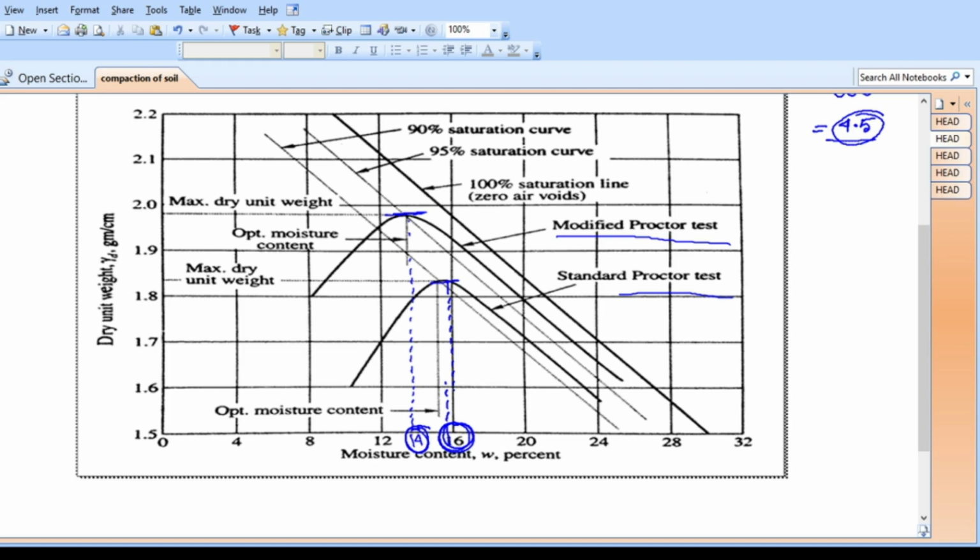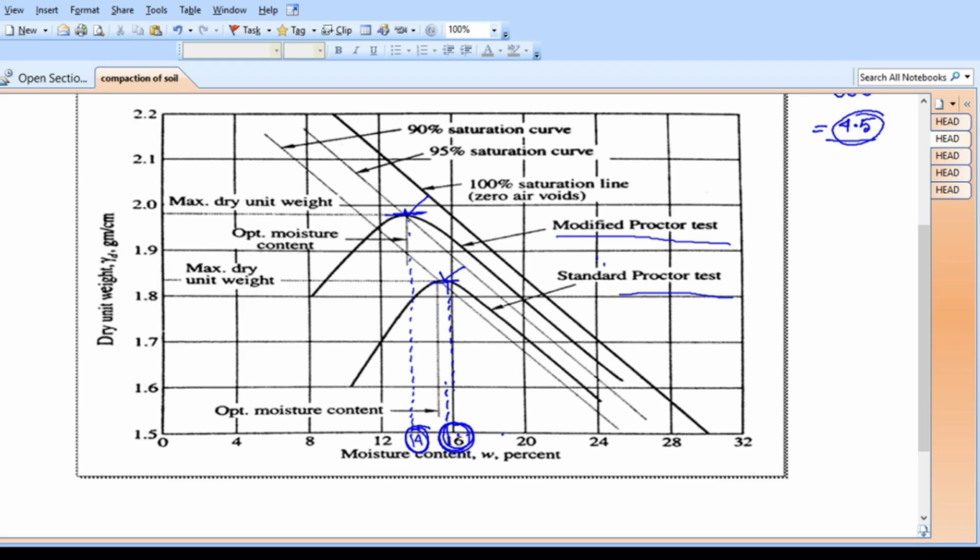And once it reaches this peak value, as you can see over here, it again shows a decreasing pattern. This decrease is due to water starting to replace the soil particles as the moisture content becomes more than this value. Say this is 15 or 16; if it's greater than this, maybe 17, there will be a decrease in the dry density. Right, so the moisture content at which the maximum dry density of the soil is attained for a given compactive effort is termed the optimum moisture content.